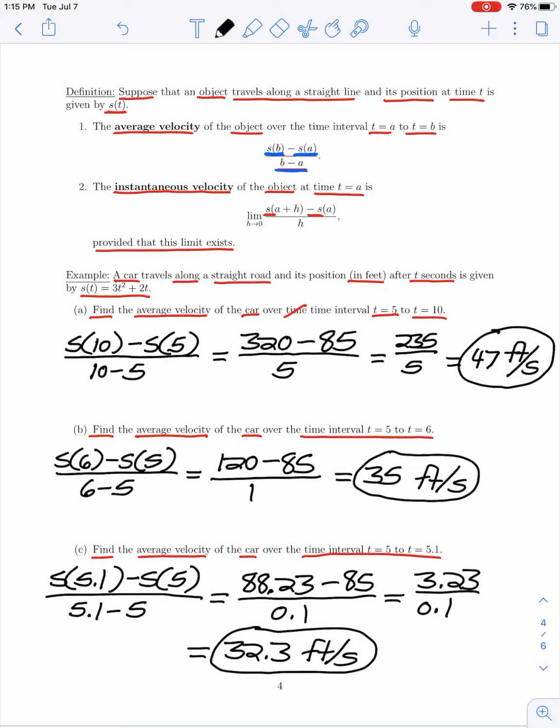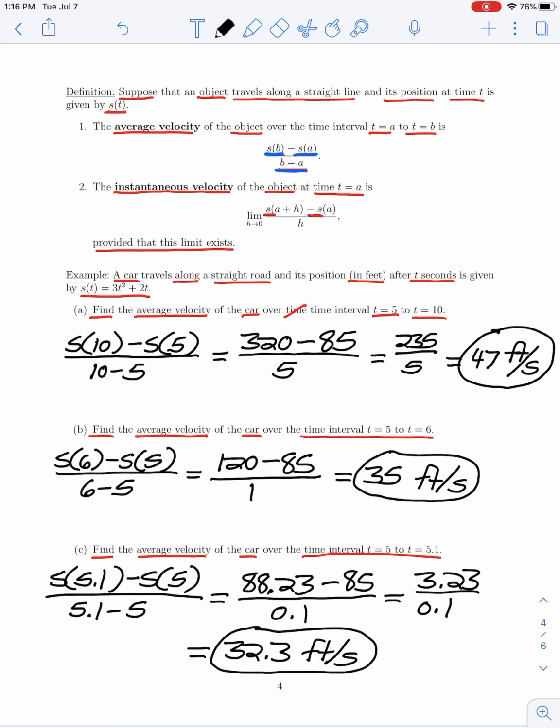All right, so if we consider a very small time interval moving forward from 5 seconds, we see that our average velocity is about 32.3 feet per second. So what we found in the first few parts of this problem is an average velocity over a time interval starting at time 5 and then moving forward in time over smaller and smaller time intervals.